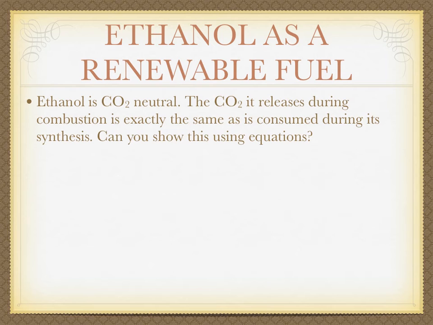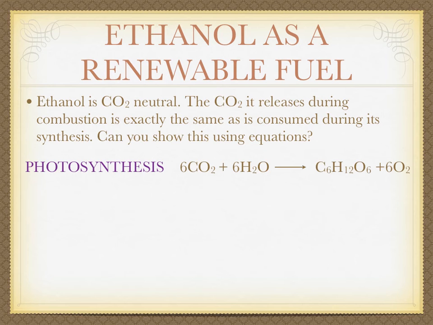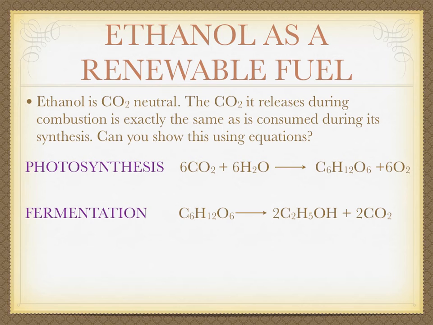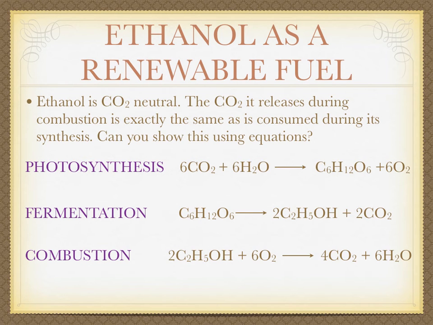What we're going to see here is that we can refer to ethanol as carbon neutral when we combust it. Have a look at these equations to represent it. Photosynthesis is an equation you must memorize. 6 moles of carbon dioxide are used in photosynthesis. During fermentation, for every 1 mole of glucose that was produced in photosynthesis, 2 moles of carbon dioxide are released. Likewise, when we go and combust the ethanol that's produced from fermentation, 4 moles of carbon dioxide are released.